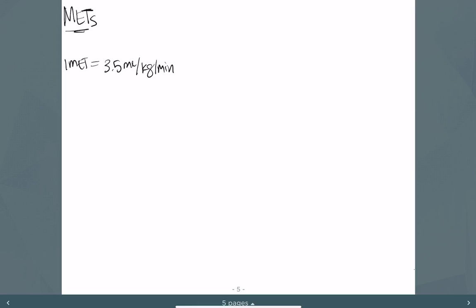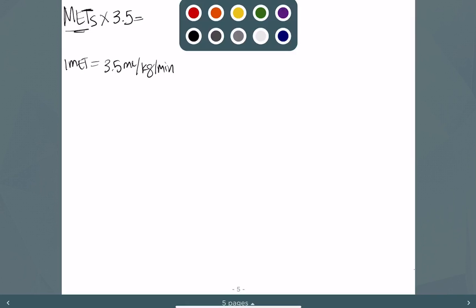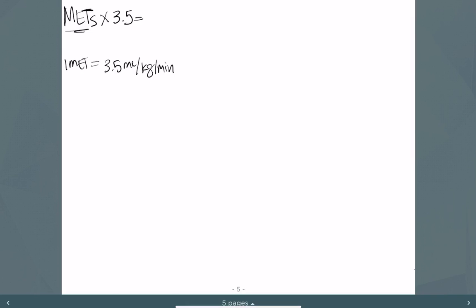And by we, I was obviously not on that team. So you can take the METs and multiply it by 3.5, and that will convert that same number that you just got off a chart into a relative VO2. So you can convert from METs to relative VO2, and now you will have a number with the units of milliliters per kilogram per minute.